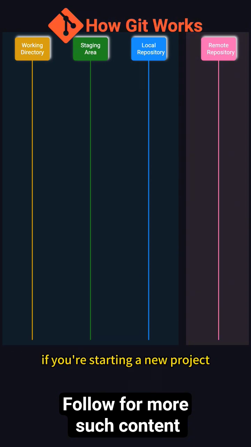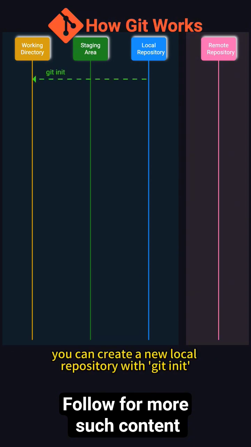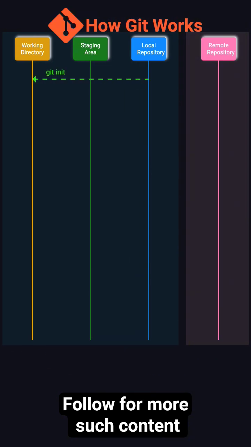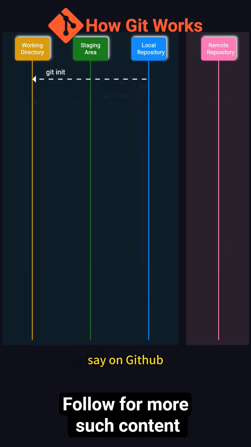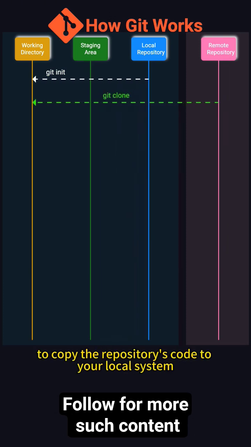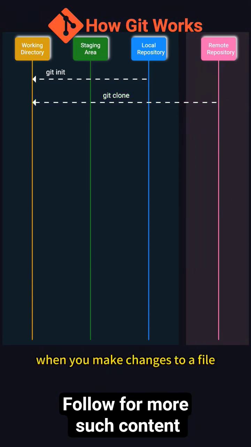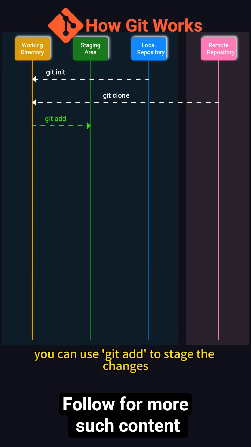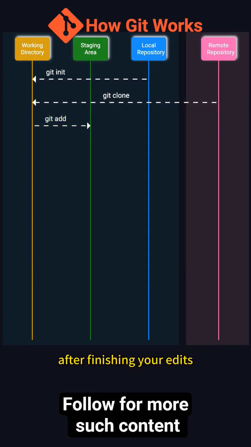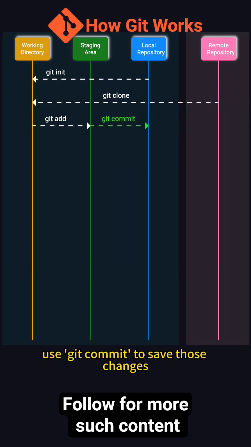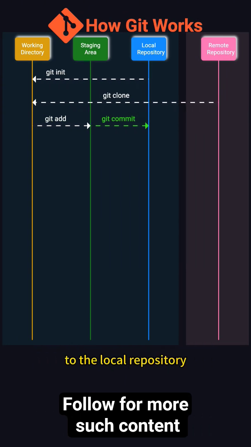If you're starting a new project, you can create a new local repository with Git in it. But if the project already has a remote repository, say on GitHub, you can use git clone to copy the repository's code to your local system. When you make changes to a file, you can use git add to stage the changes, marking them as ready for the next commit. After finishing your edits, use git commit to save those changes to the local repository.